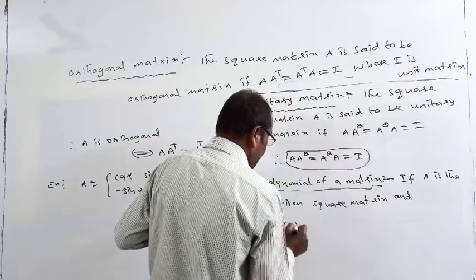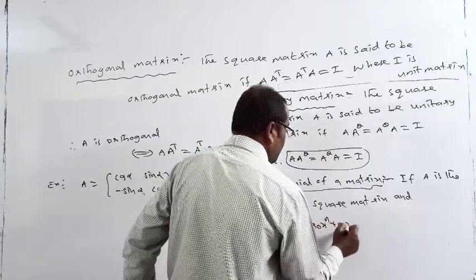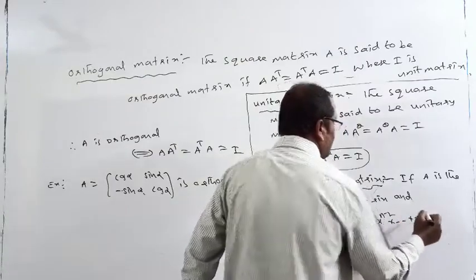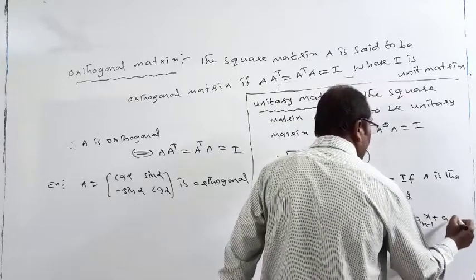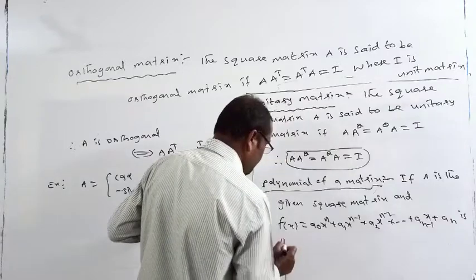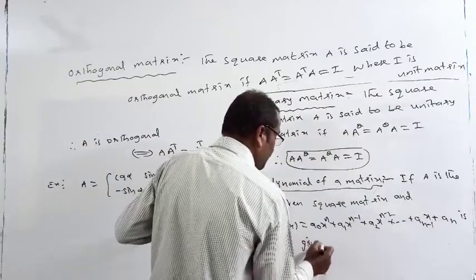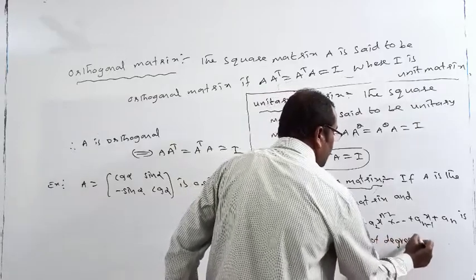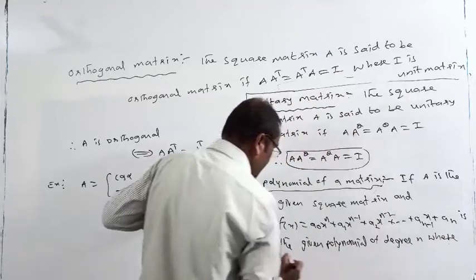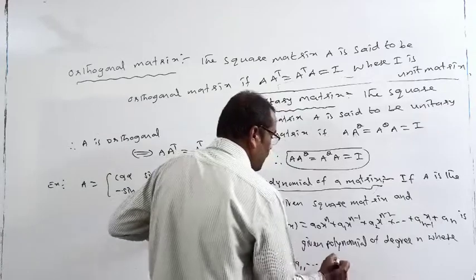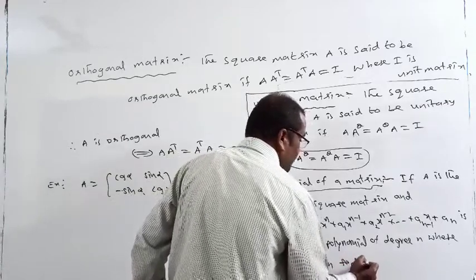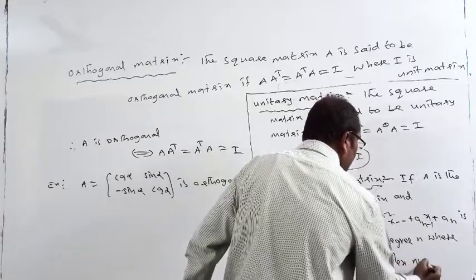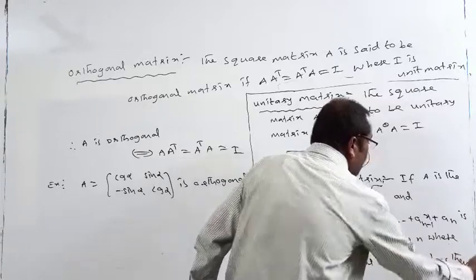and f of x is equal to a0 into x power n plus a1 into x power n minus 1 plus a2 into x power n minus 2, and so on, plus a(n minus 1) into x plus an, is the given polynomial of degree n, where a0, a1, and so on, an are constants, real or complex numbers.